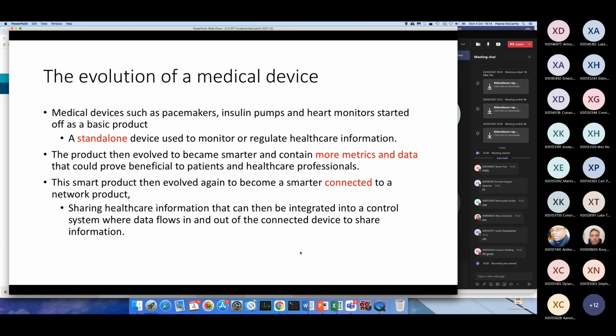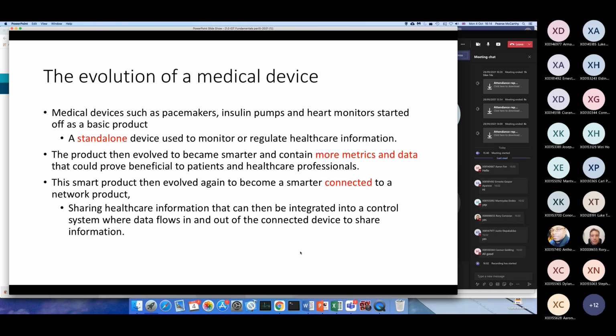So medical devices, yeah, everybody has heard of pacemakers, insulin pumps, heart monitors, right? They started off as a standalone product that did something. Then they evolved into something that became more smart. Metrics, data, always, that's what people are looking for, right? These things used to be able to gather metrics and gather data, but how did you get the actual data off them? Well, it used to be you had to plug something into them, but now they're connected. They can connect automatically.